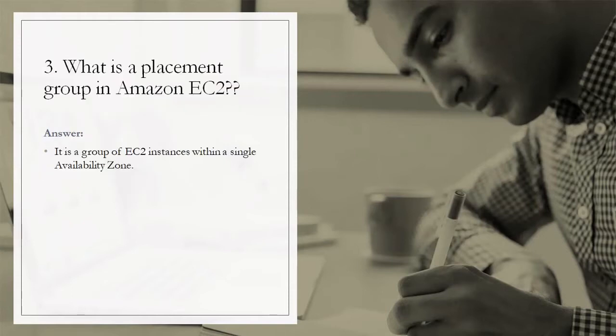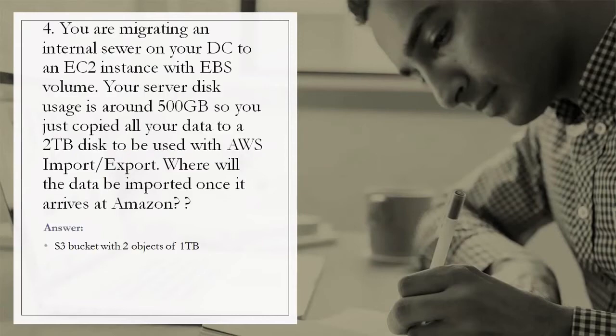Question number 3: what is a placement group in Amazon EC2? Answer: it is a group of EC2 instances within a single availability zone. Explanation: a placement group is a logical grouping of instances within a single availability zone. So, the answer fits.